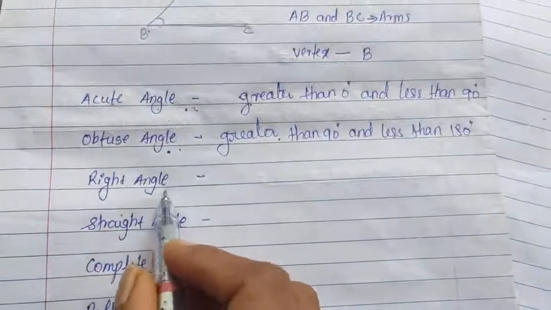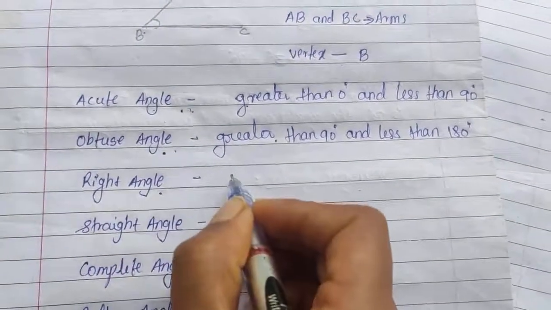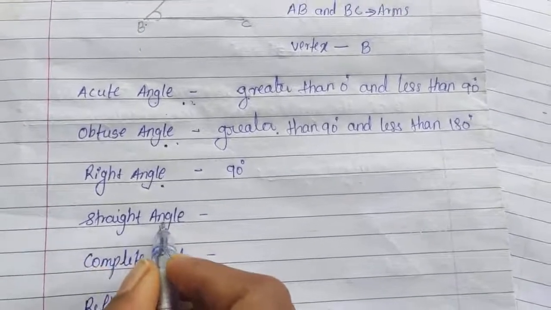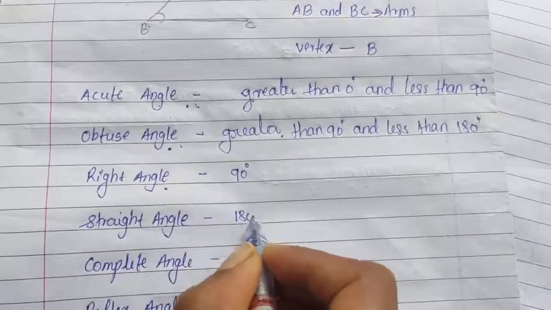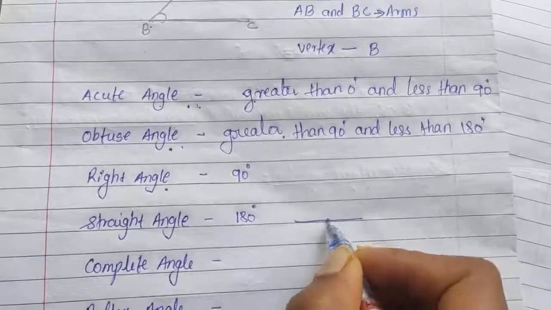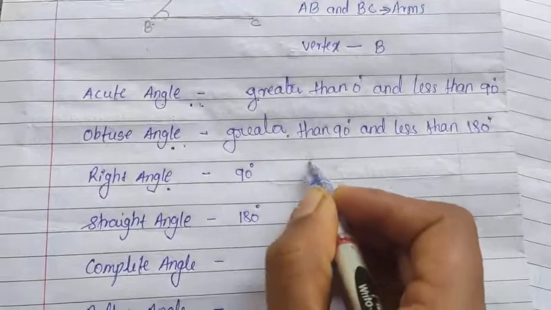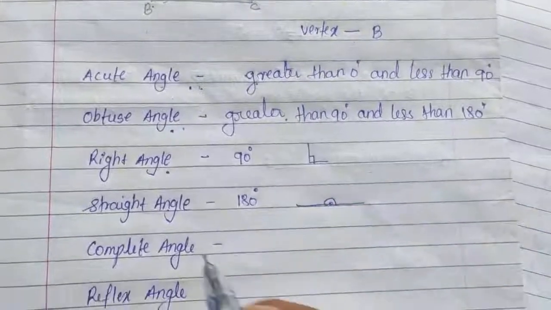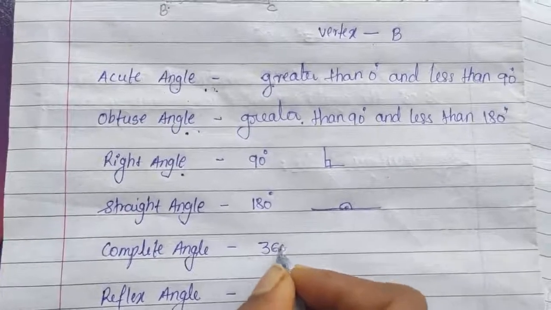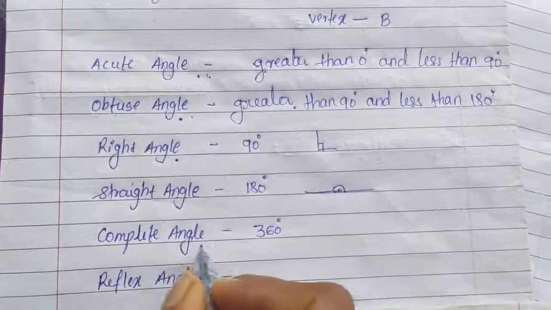Now what is a right angle? The angle which is having 90 degree is called a right angle. What is a straight angle? The angle which is having 180 degree is called a straight angle. A straight angle will be like this. This is a right angle. Now what is a complete angle? The angle which is having 360 degree is called a complete angle.